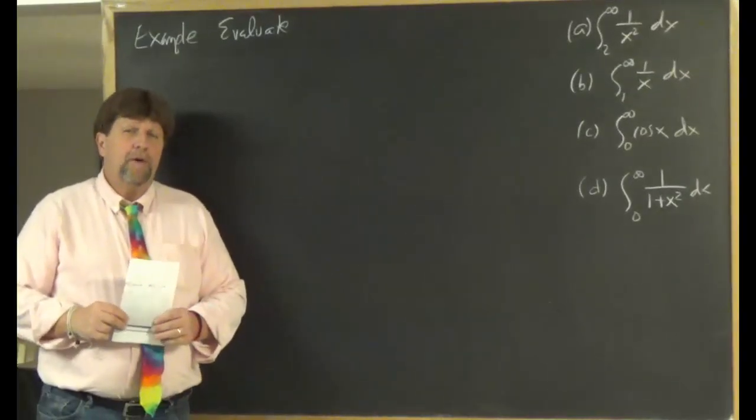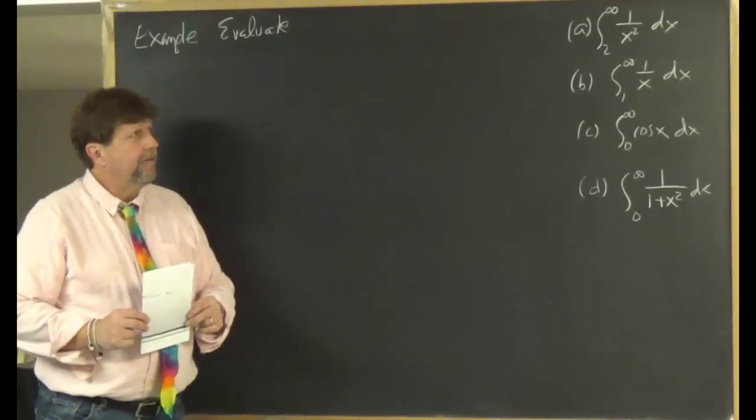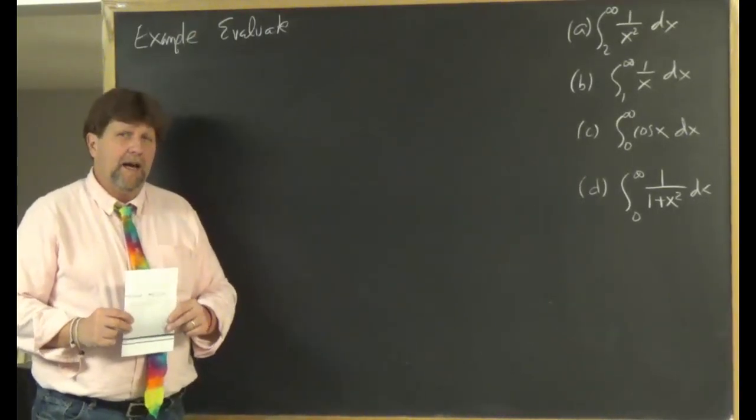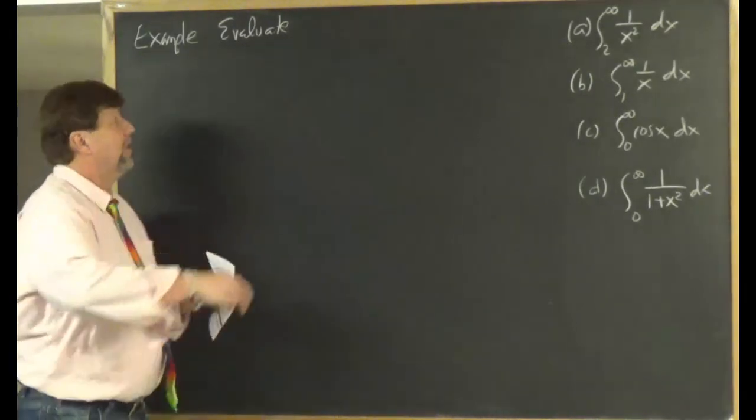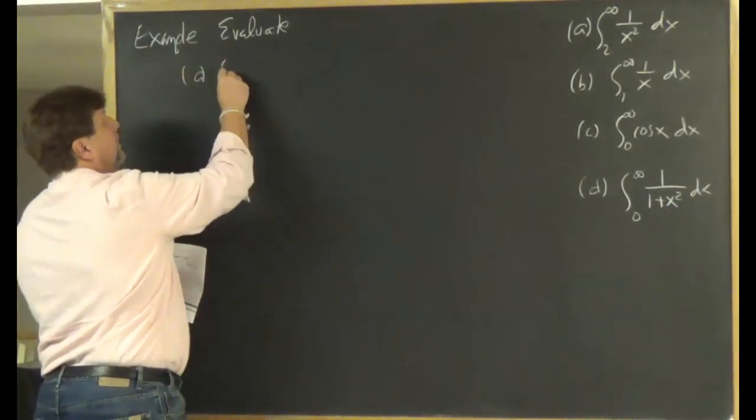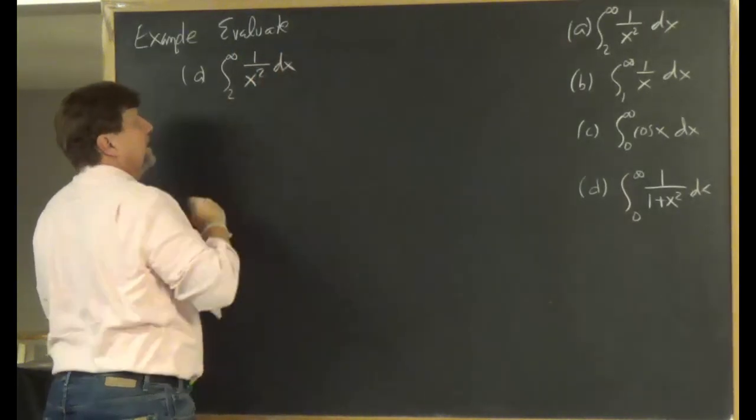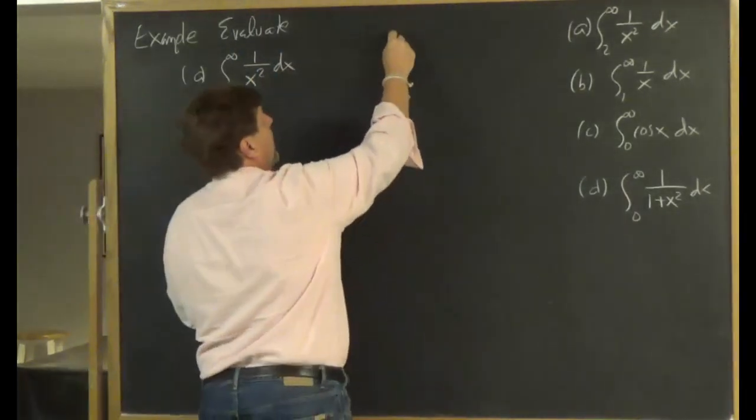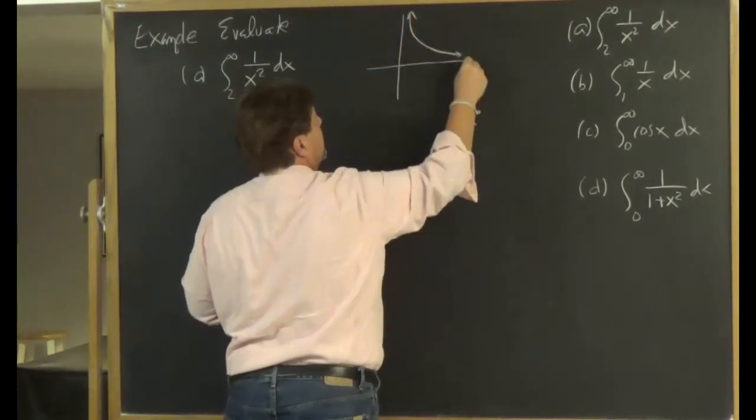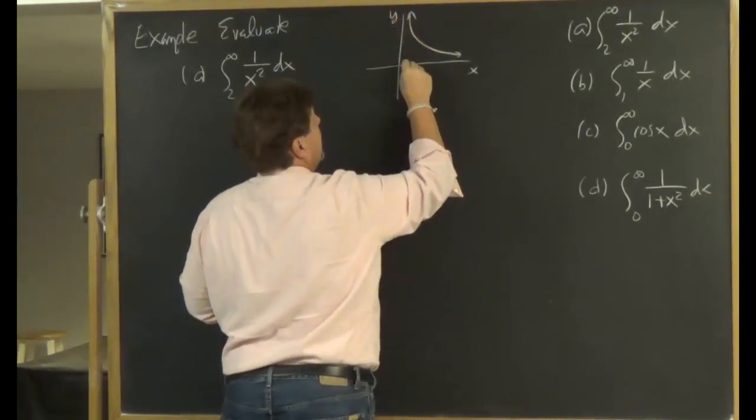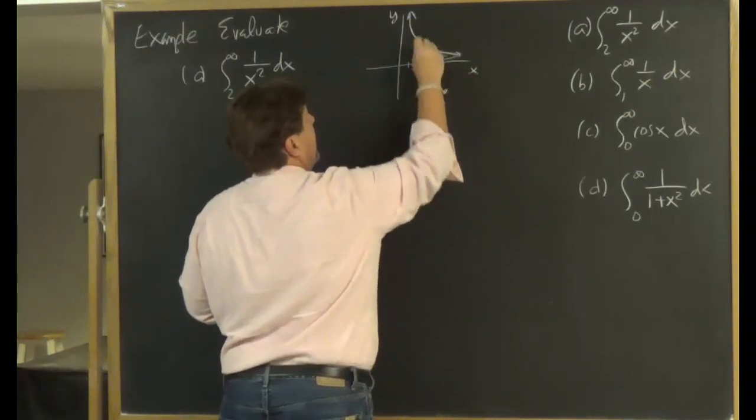Okay, this example had 4 parts, 4 improper integrals that we're going to evaluate. A was the integral 2 to infinity of 1 over x squared dx. And I put B, C, and D over there. I'm only going to be able to do them one at a time here. So let me pull A on over. 2 to infinity, 1 over x squared dx. For this one, I'll do a quick picture. It looks like the first example we looked at, except this time, it's the area of that unbounded region.